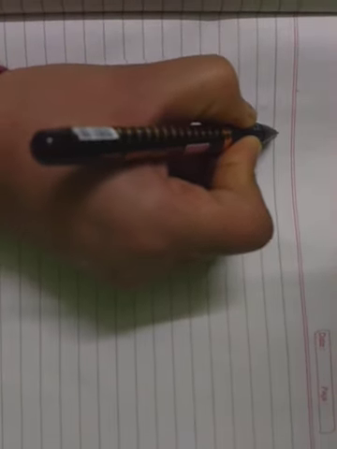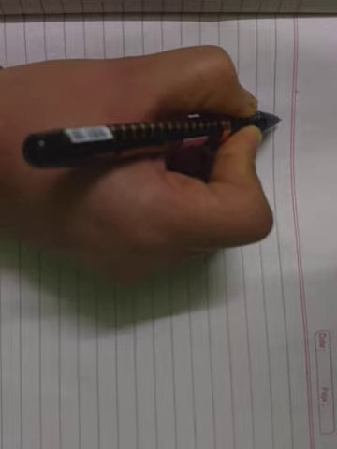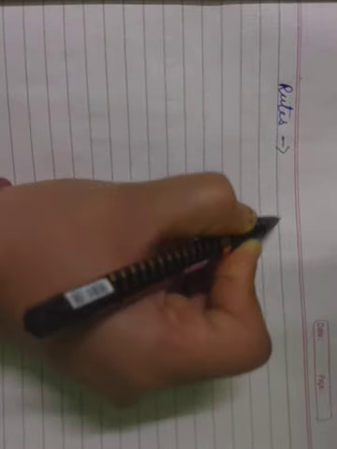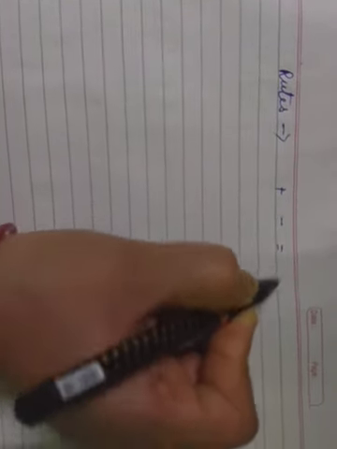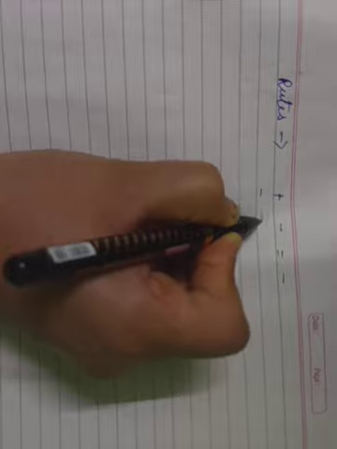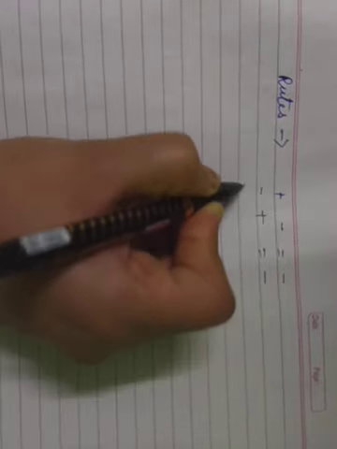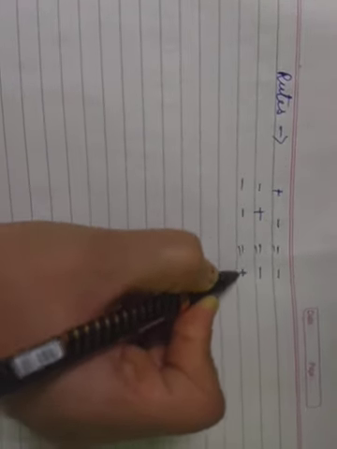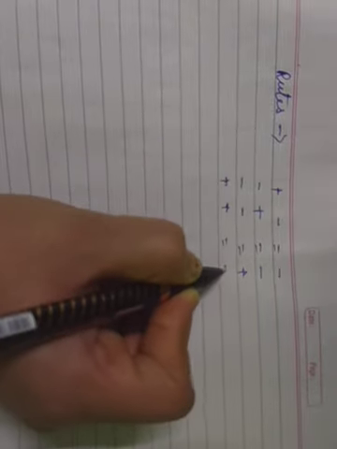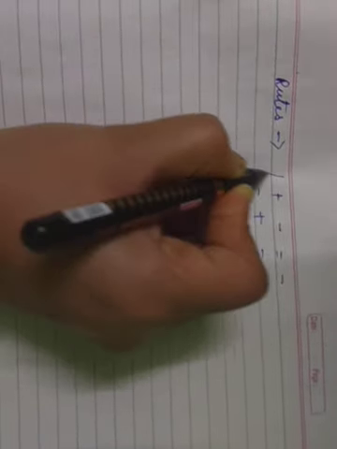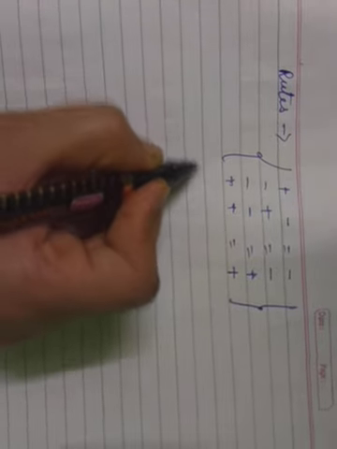Before starting addition and subtraction between integers, we should know these 4 rules. First is plus minus will be minus, minus plus will be minus, minus minus will be plus, and plus plus will be plus. These rules we should keep in our mind, then we can solve any addition and subtraction between the integers.